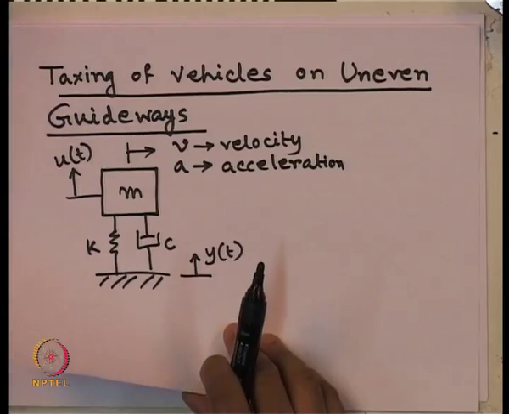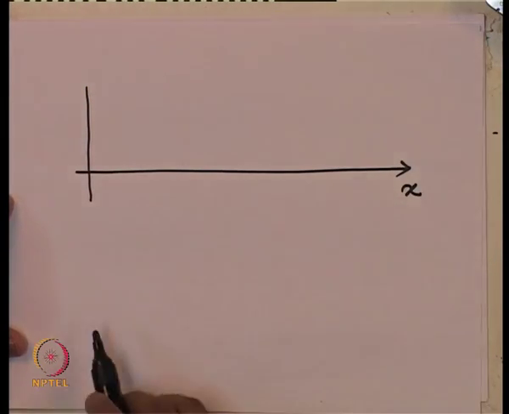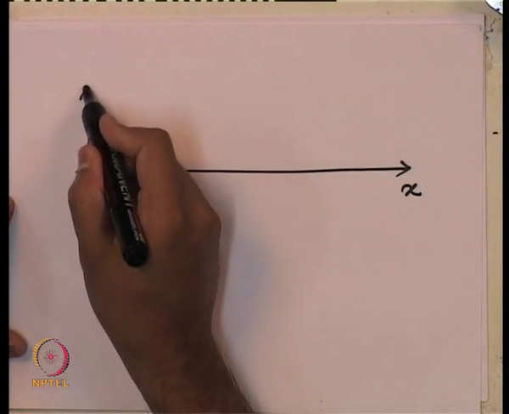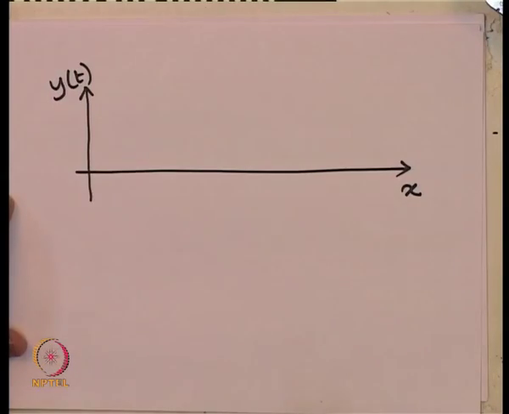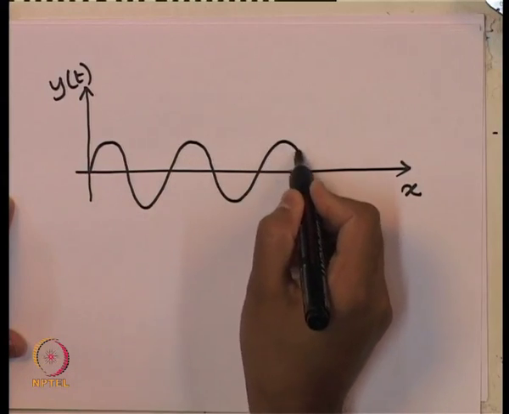Let us see how we can express it. Suppose the undulations or unevenness of the pavement or runway, that is the guideways, we express in terms of a harmonic function. We are idealizing the undulations of the ground in terms of a harmonic function. You can consider other functions as well, but to start with, with respect to ground distance x, this y of t, the vertical undulation, follows some harmonic function like this.